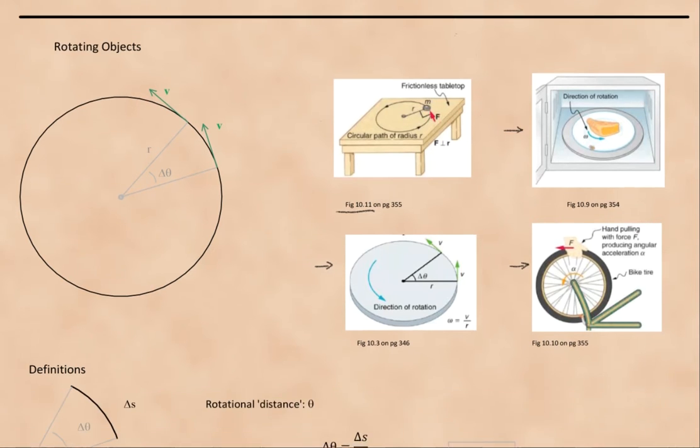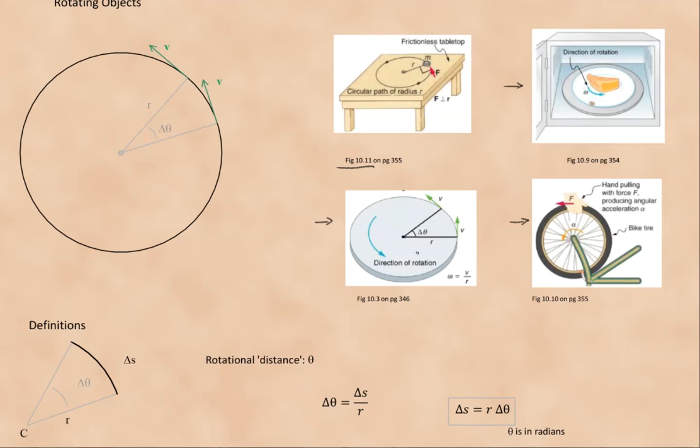Let's begin by defining some terms. In some math class you were introduced to the idea of measuring angles in units of radians. The measure of an angle in radians is the ratio of the arc length to the radius. We can rearrange this equation to show that the distance traveled along an arc of the circle is equal to the radius times the change in angle.